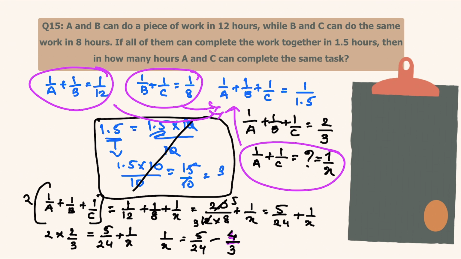No, it is the other way around. 1 by X equal to 4 by 3 minus 5 by 24. Okay, my mistake. On solving, what will you get? 32 by 24 minus 5 by 24.